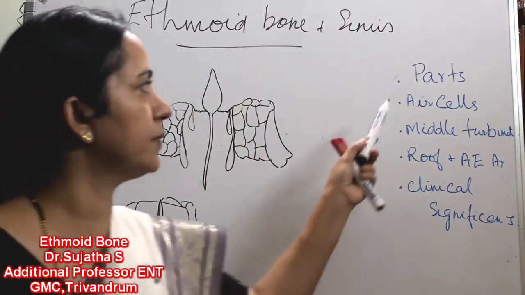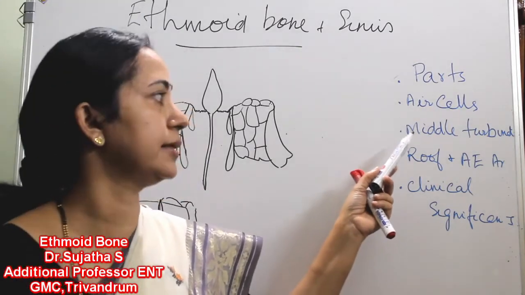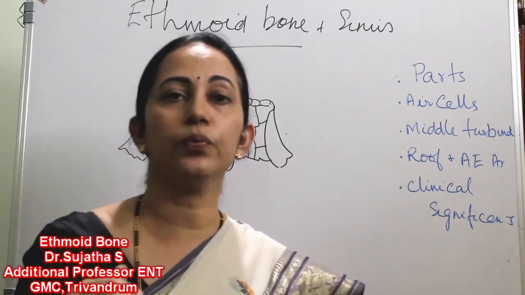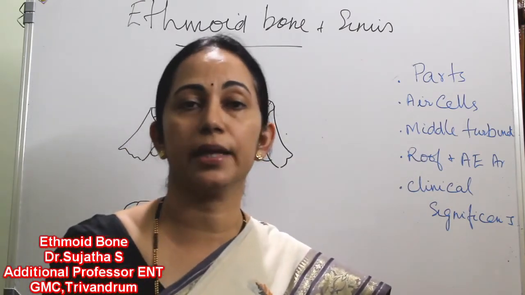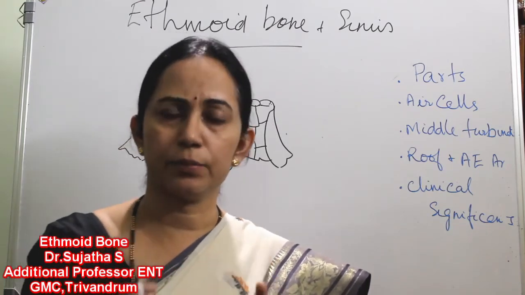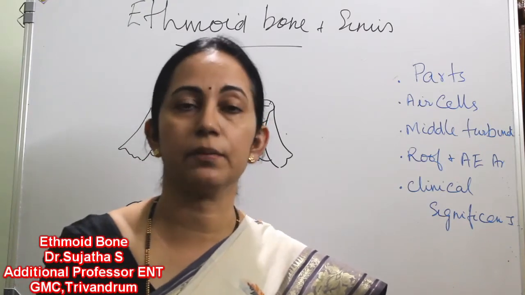And we will deal with the parts of ethmoid bone, the air cells, then the anatomy and orientation of middle turbinate, the roof of the ethmoid complex along with the anterior ethmoidal artery and its clinical significance. And this ethmoid bone is very much important, both for examination and for clinical purpose.